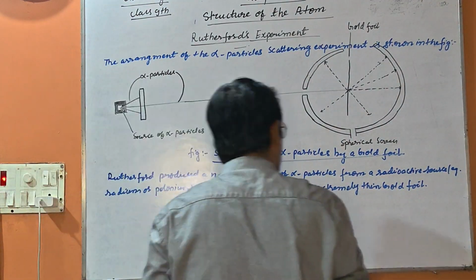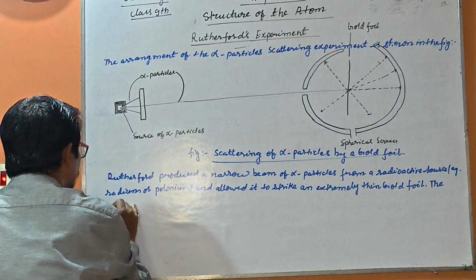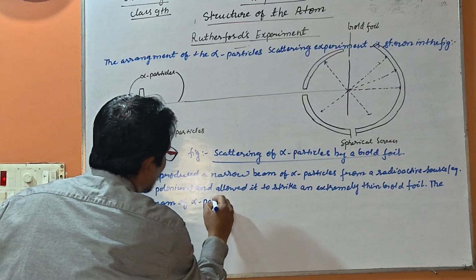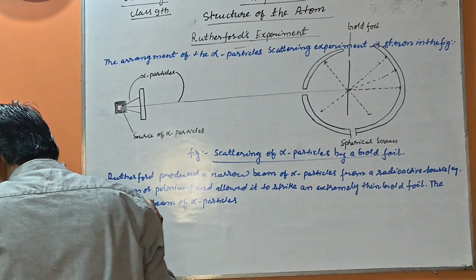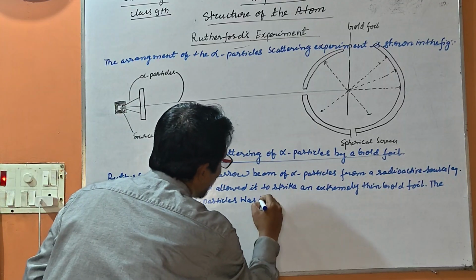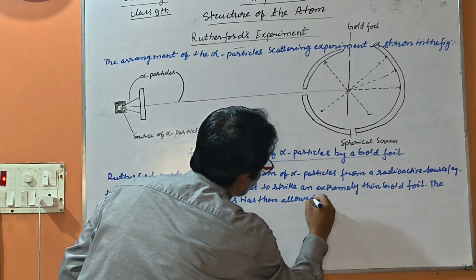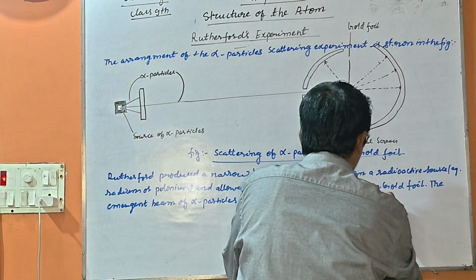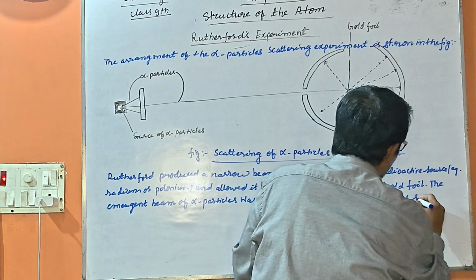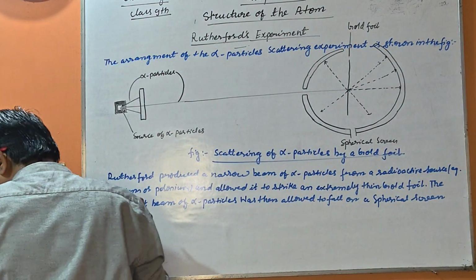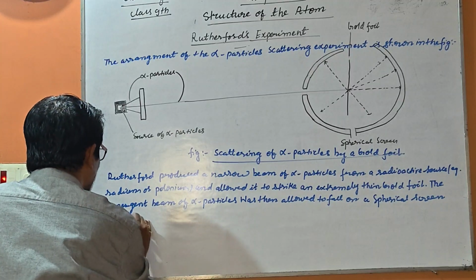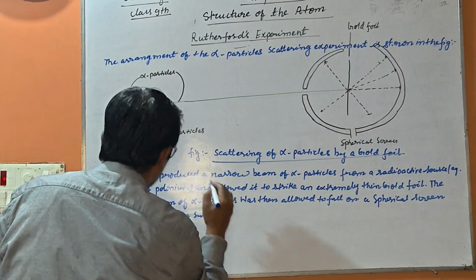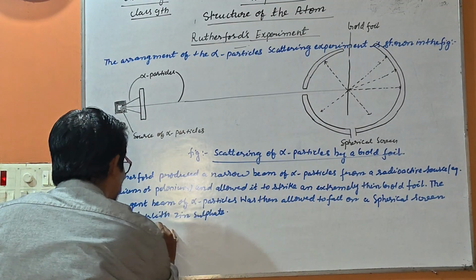After that, the emergent beam of alpha particles was then allowed to fall on a spherical screen coated with zinc sulfate, that is ZnSO4.